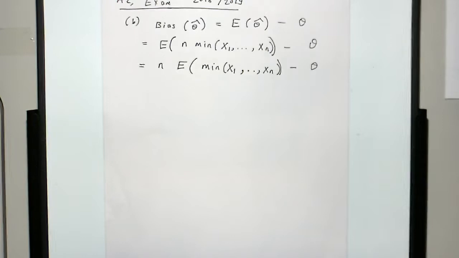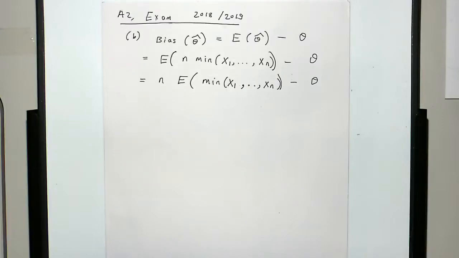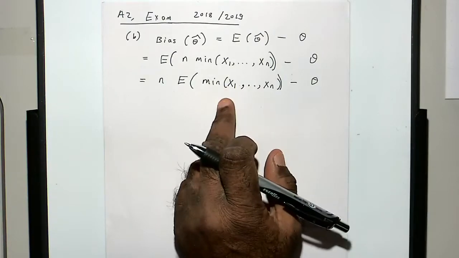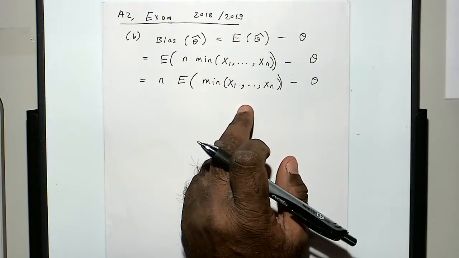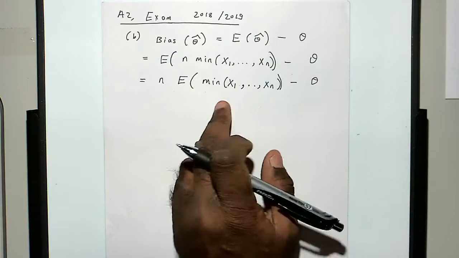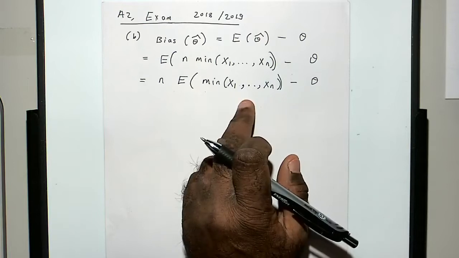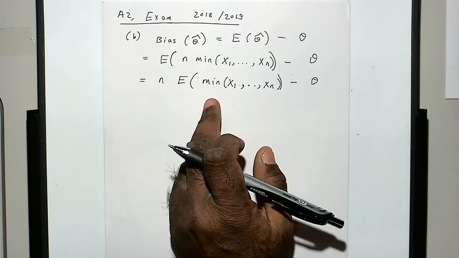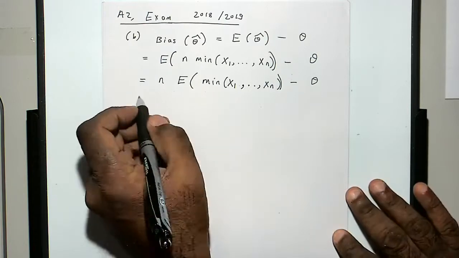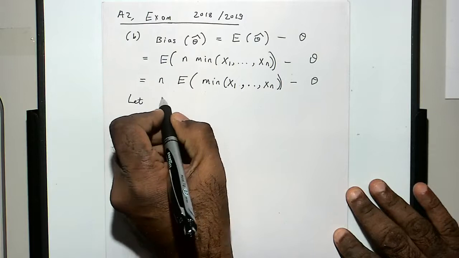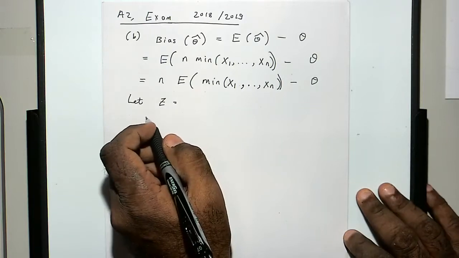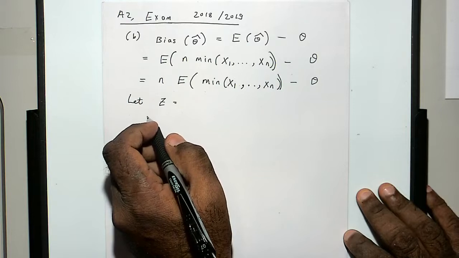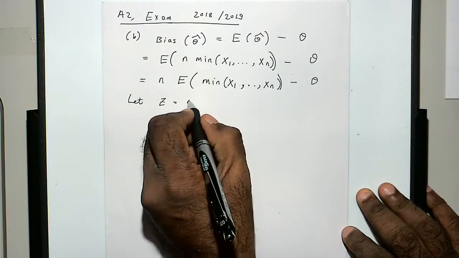Now, to find the expectation of this, first you need to figure out the distribution of the minimum of x1 to xn, because you cannot take the expectation inside the minimum. That's not valid. So you need to first derive the distribution of the minimum of x1 to xn. Let me call it Z. You can call it any other name you like, like w or u or omega, whatever you like.